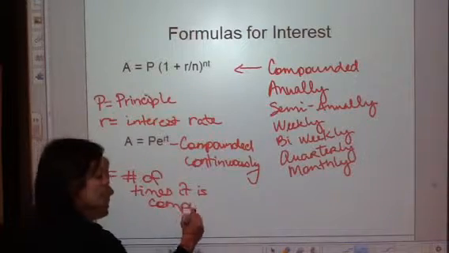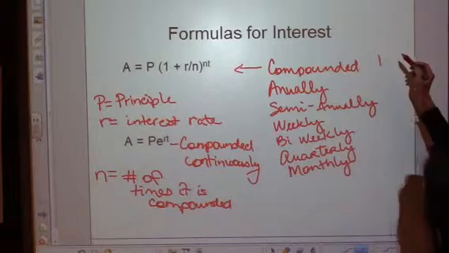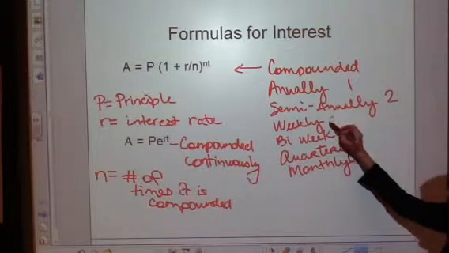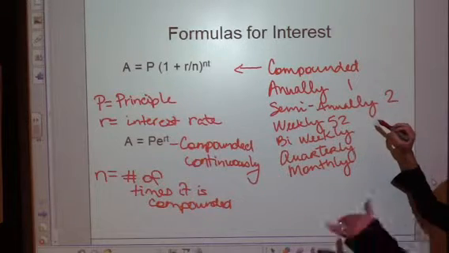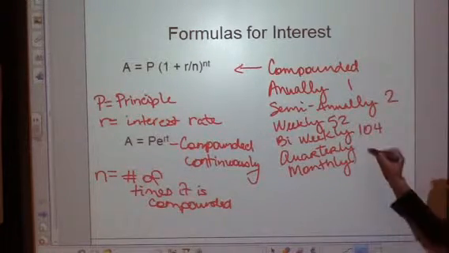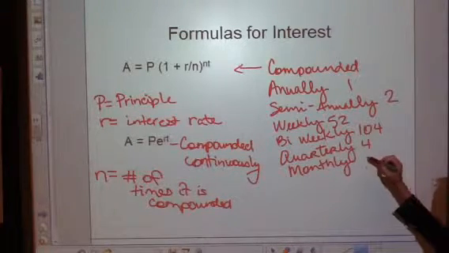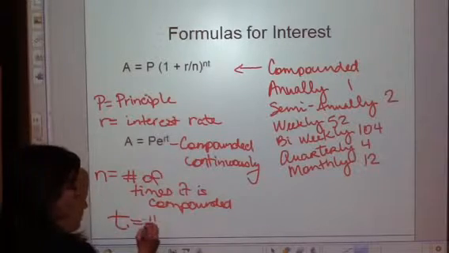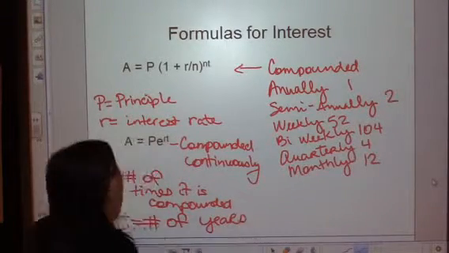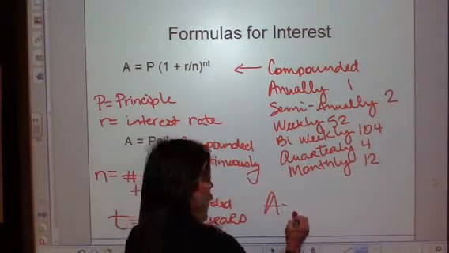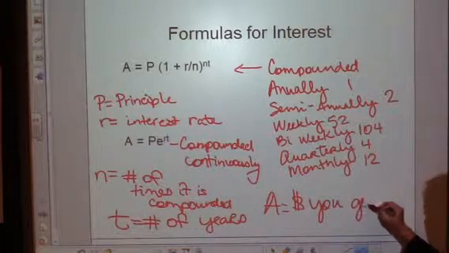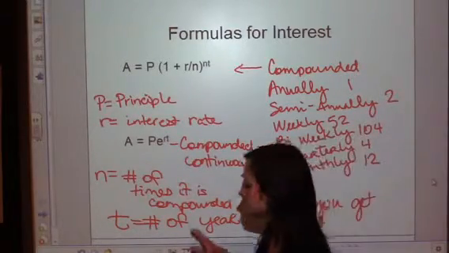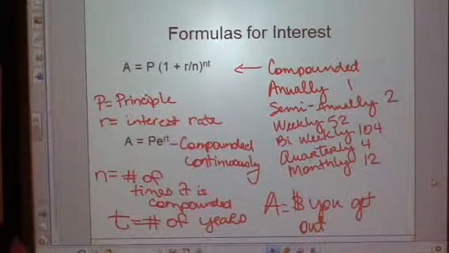So if I say yearly, that means it's only compounded once. If I say semi-annually, that means twice. Weekly, there's 52 weeks in a year. Bi-weekly, so that's twice a week, so 104. Quarterly would be 4, because there's 4 quarters in a year. Monthly would be 12, and so on and so forth. The T in both equations represents the number of years. And what they both equal, the A, is the money you get out. The E is the E on your calculator for natural log. So those two formulas need to be memorized, and you need to know which one goes with which.